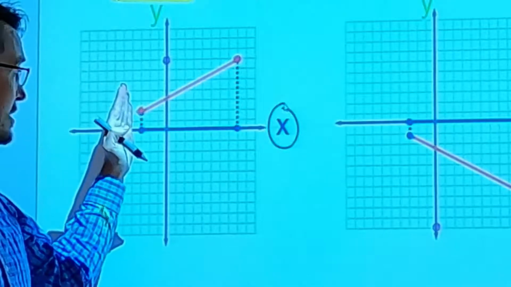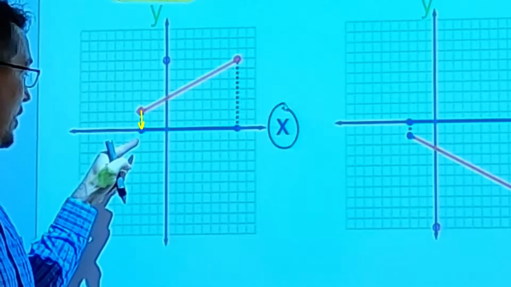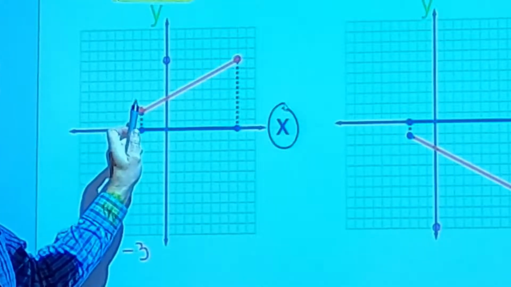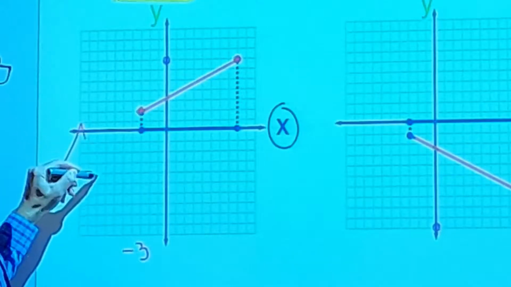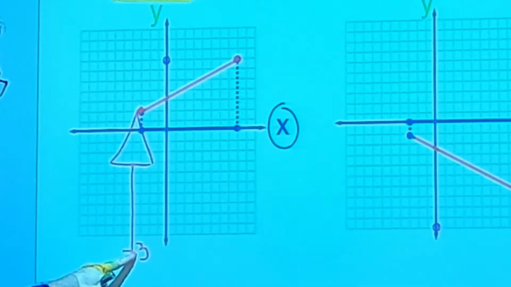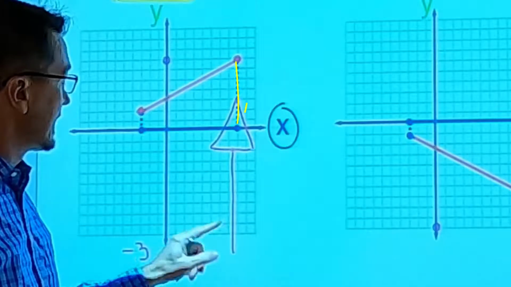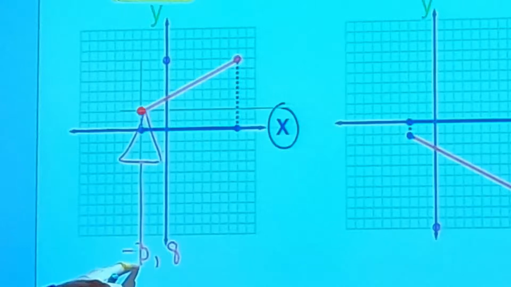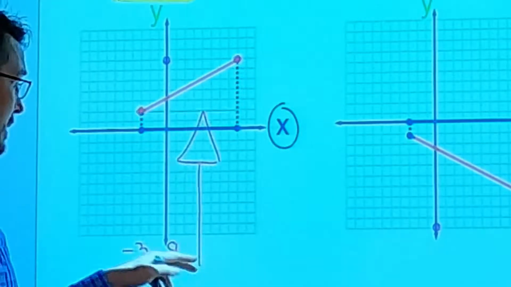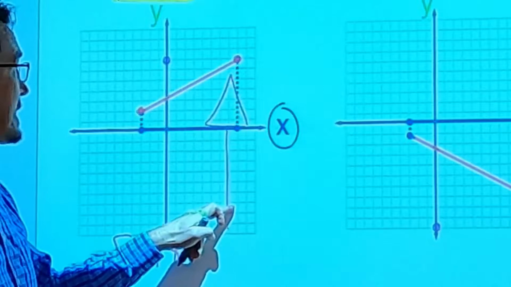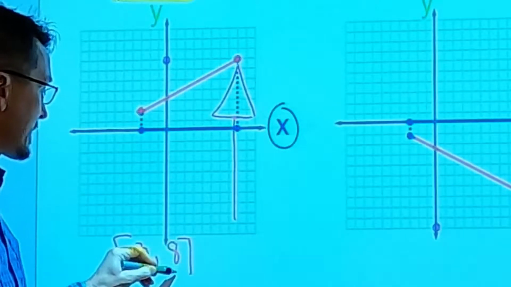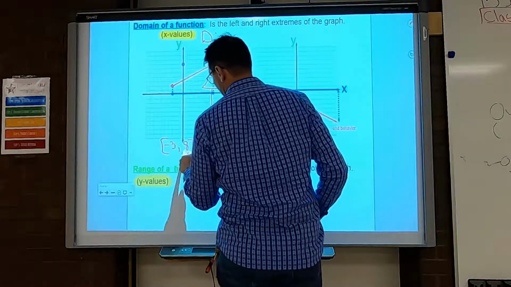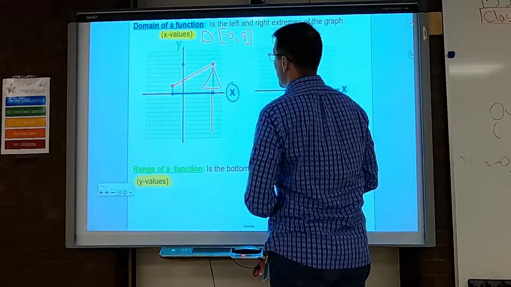So I say, okay, where does it start as I read from left to right? And I see it starts at -3. And then I go along and I say, okay, where does it end? Maybe I should do my arrow, because we've done that before. So it started at -3, and where does it end? It looks like it ends at 8, right? And then a comma between them, and I say, okay, well, this is included. It's a filled-in circle, so a filled-in circle means included. And that's a filled-in circle, so again, that gets a bracket. So the domain of this particular function is [-3, 8].